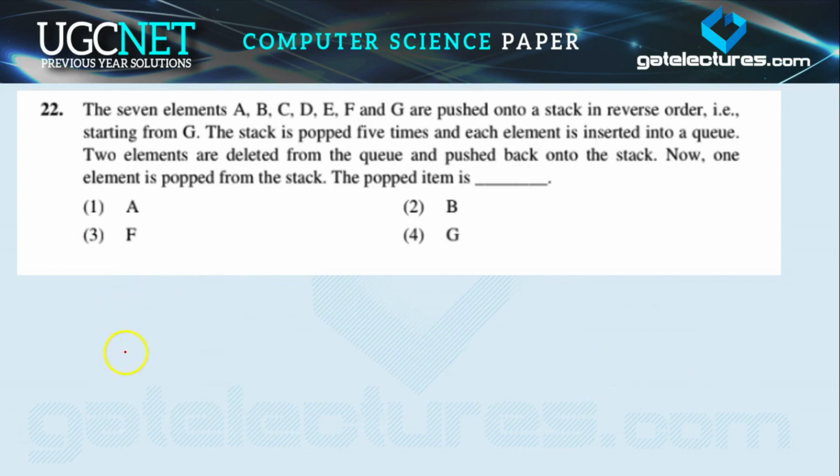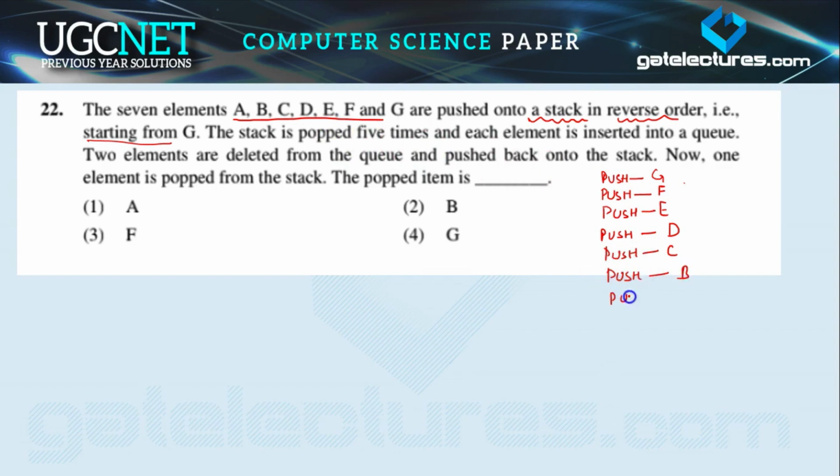Now question number 22. The 7 elements A, B, C, D, E, F, G are pushed into a stack in a reverse order. Reverse order means we start from G. First we push G, then we push F, then E, then D, then C, because they said the stack is popped like this. So push B and push A.